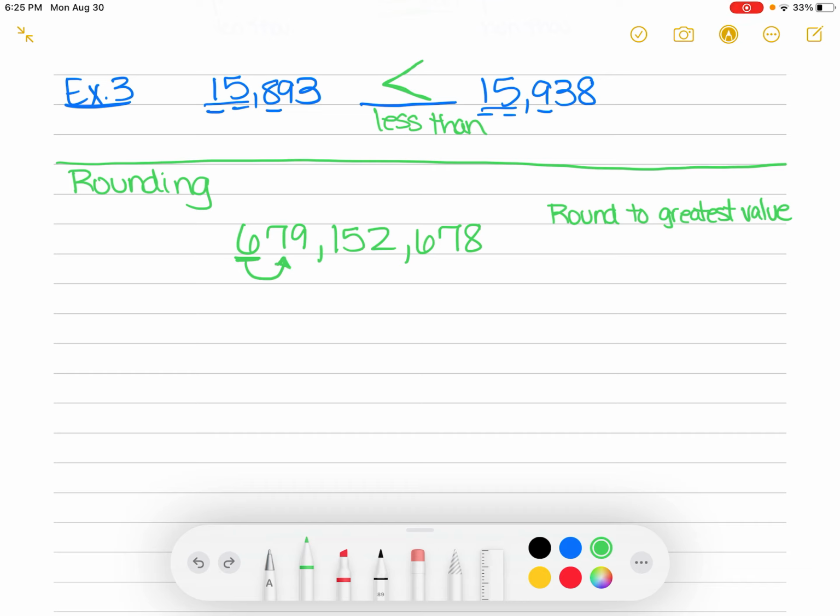Okay, if the number on the right is 0, 1, 2, 3, or 4, your underlined number is going to stay the same. But if it's 5, 6, 7, 8, or 9, then your number is going to go up by 1. Okay, so what does that mean?